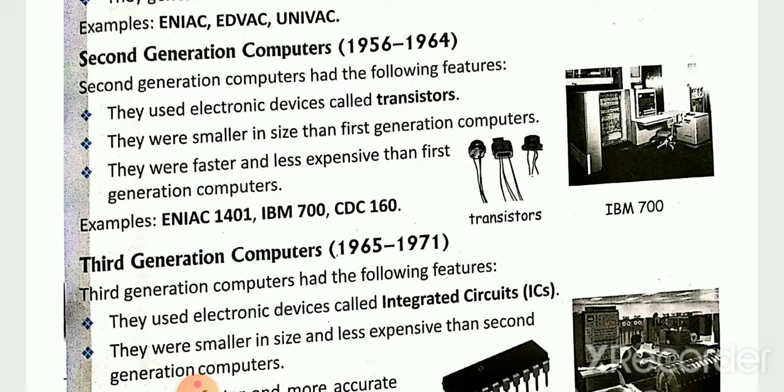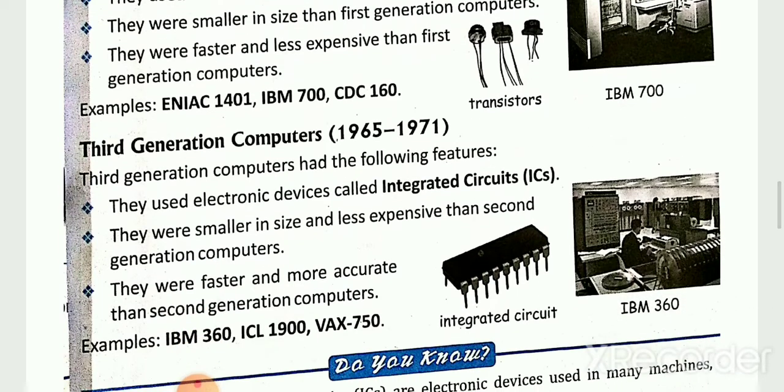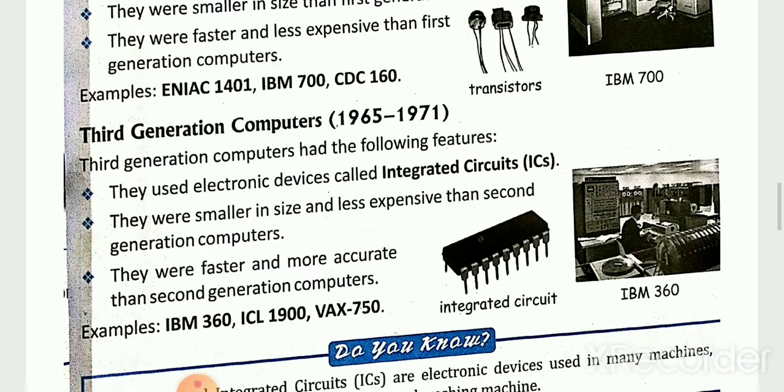They were faster. The speed of transistor is very fast and less expensive than first generation computers. Transistor is less expensive than first generation computers. Here I am giving you examples. ENIAC, 1401, IBM 700, CDC 160. These are examples of second generation.